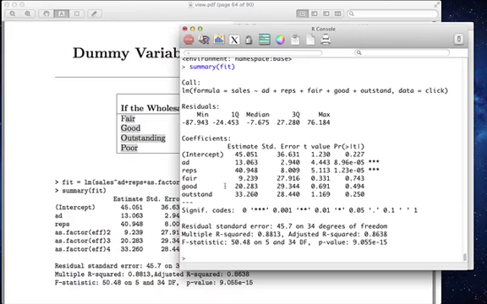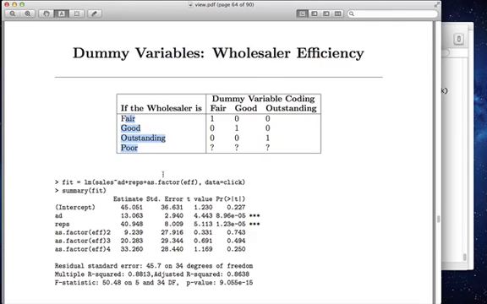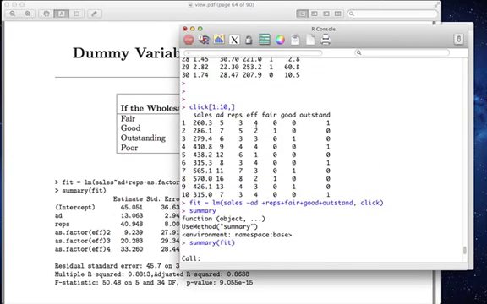we see the results. So the results are, we get an estimate for fair. Now let's just think about what fair is. So fair is a dummy that's going to take the value 1 whenever the wholesaler variable was fair, 0 otherwise. Good takes the value 1 if the wholesaler is good, 0 otherwise, and outstanding takes the value 1 if it's outstanding, 0 otherwise. And so we'll see exactly that. If we have a wholesaler who is 4 or outstanding, notice that outstanding is 1, the other 2 are 0. If the wholesaler is only a level 2, so 2 is fair, fair gets set to 1, the others are 0. What happens in the case of a poor wholesaler, like in case 5? Well, what you'll see is that all 3 of the dummies are 0.